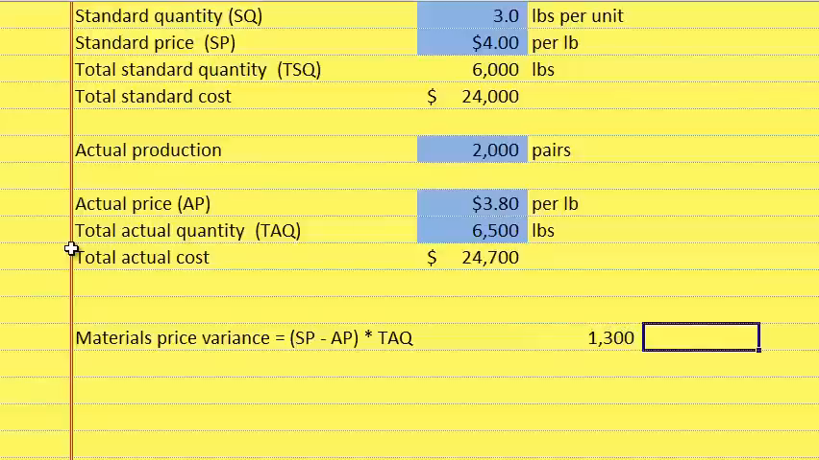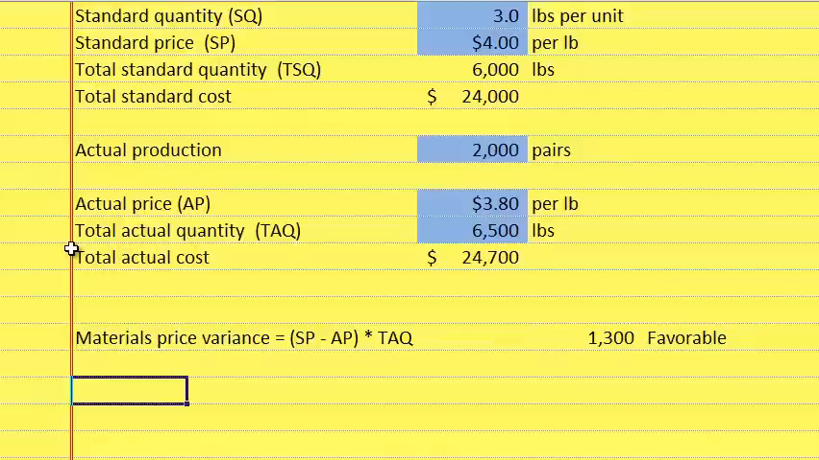Now, if you had to attach a word to this variance, just to the right of it, would you attach favorable or unfavorable? Which word do you think is appropriate? Since we saved 20 cents a pound, and since generally cost savings is a good thing, I'm going to say that is a favorable materials price variance.